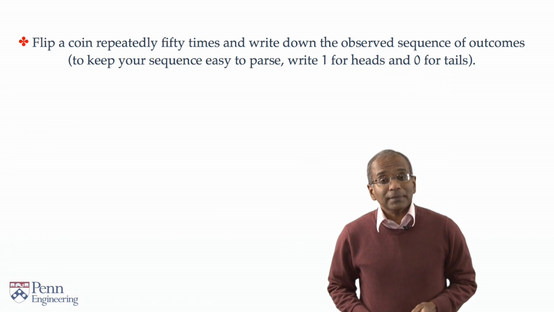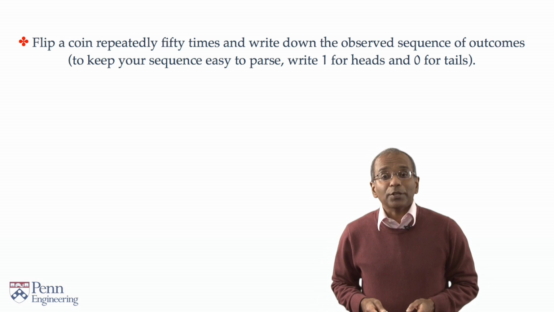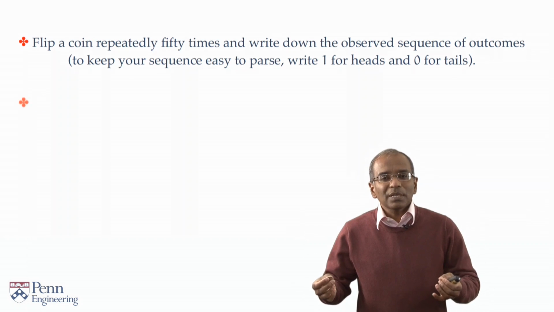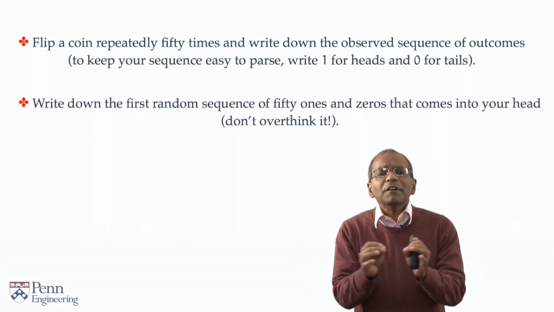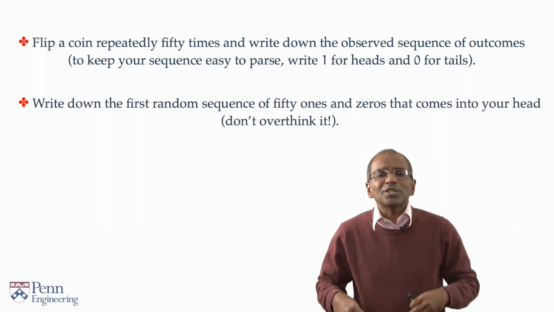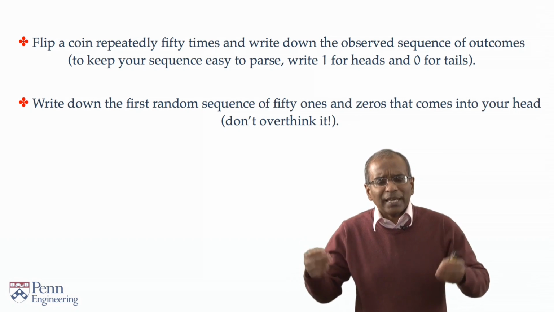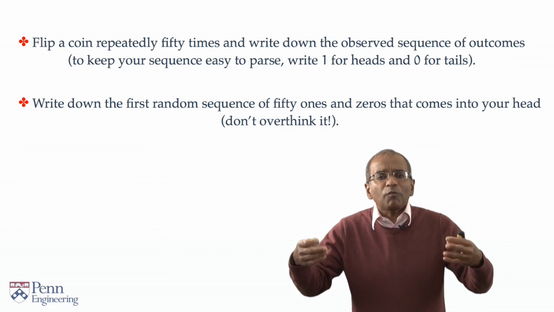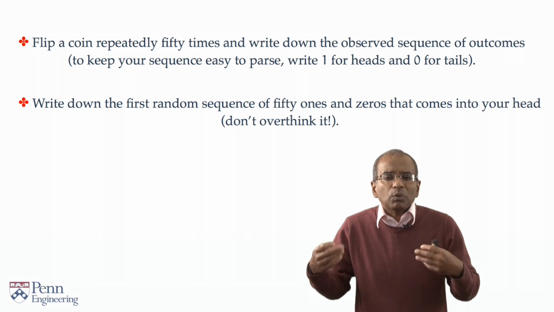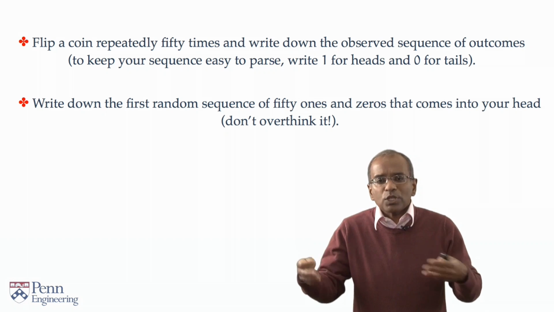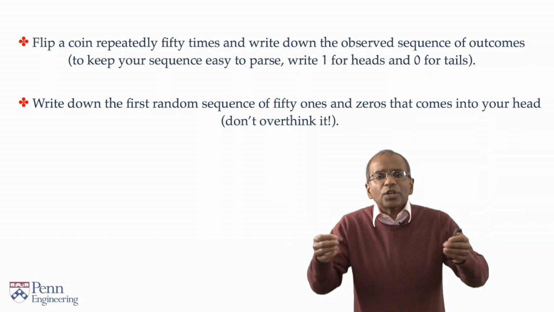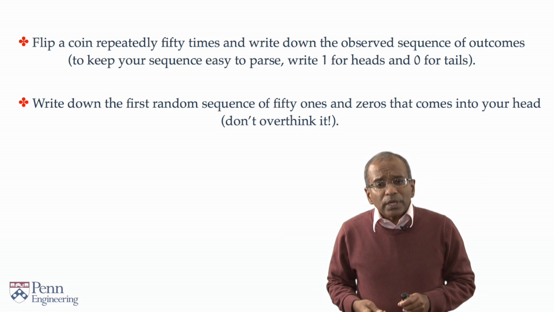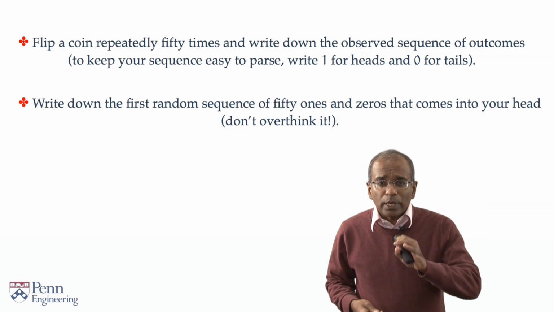Oh, good, you're back. Now, here is the second part of what I'd like you to do. As your exemplar of a random sequence, write down the first 50 ones and zeros that come into your head. Don't overthink it. Just write down what comes naturally to you as an example of a random sequence. Something like 1100, 1110, 000, 110101, and so forth. Just a string of ones and zeros randomly generated from you. Pause the lecture while you do this, and restart when you're ready to continue.